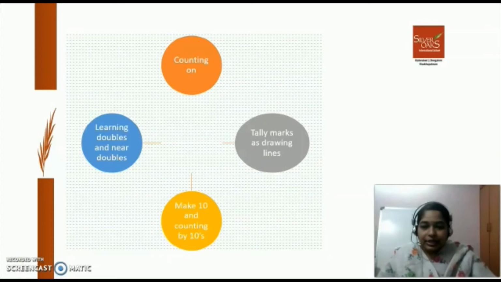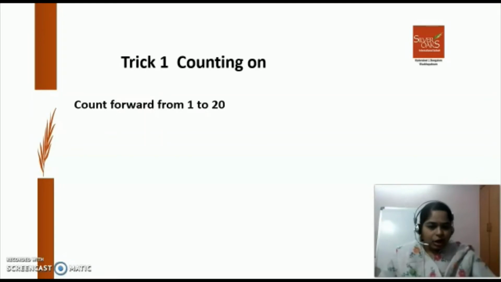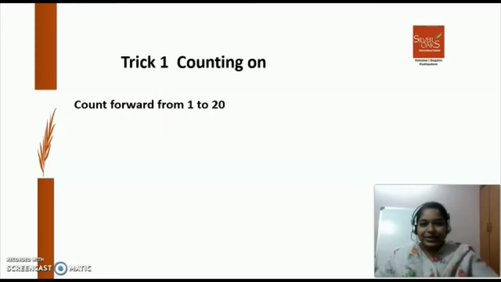Okay, now let's start with trick 1. Trick 1 in addition is counting on. Counting on is nothing but counting forward, like we say the numbers in sequence 1, 2, 3, 4, 5, 6. This is nothing but counting on. Now count forward from 1 to 20 quickly. 20. Yes. Could you able to count from 1 to 20? Very good.